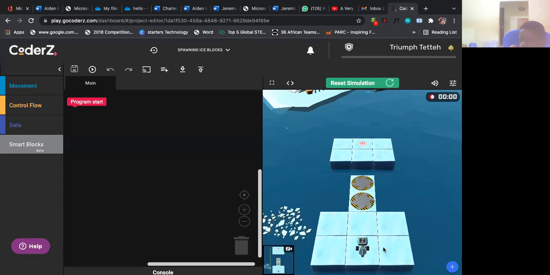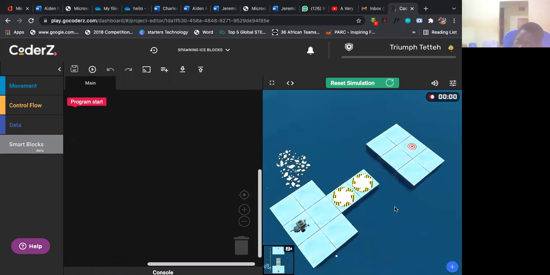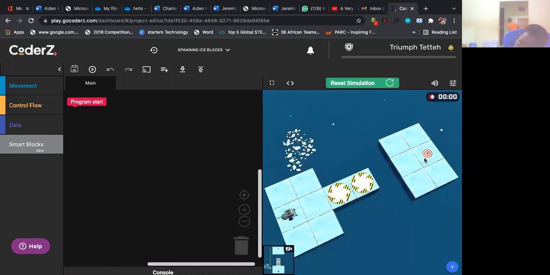Okay. Yeah. You are supposed to use the ice blocks that spawn, and you are supposed to use them to fill the gap. You see that there's a gap here, in order for you to get to your target. Okay, so you are supposed to use the ice block that appears to fill the gap and then move to your target. But you don't know when the ice block will spawn, right?